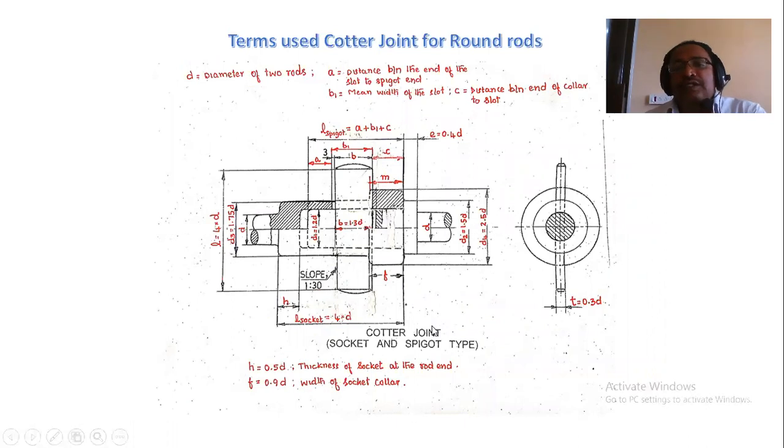Some of the terminology we should know while drawing an orthographic view of the cotter joint for round rods are small d, A, B1, B, C, M, F, H, L, T. I will use these terms for the calculation with the empirical relations while drawing the orthographic projections where the diameters of the two rods are given.